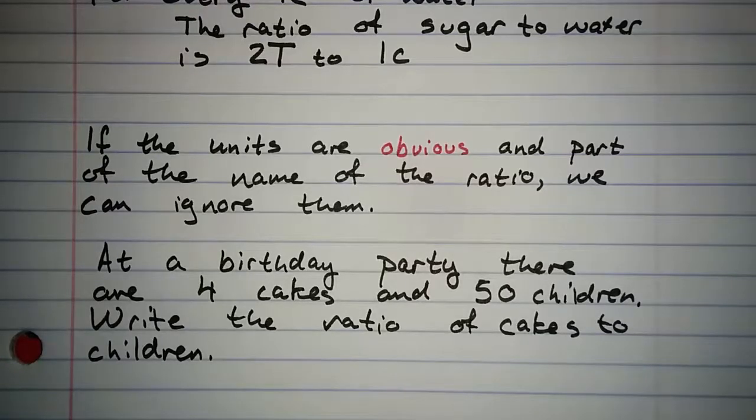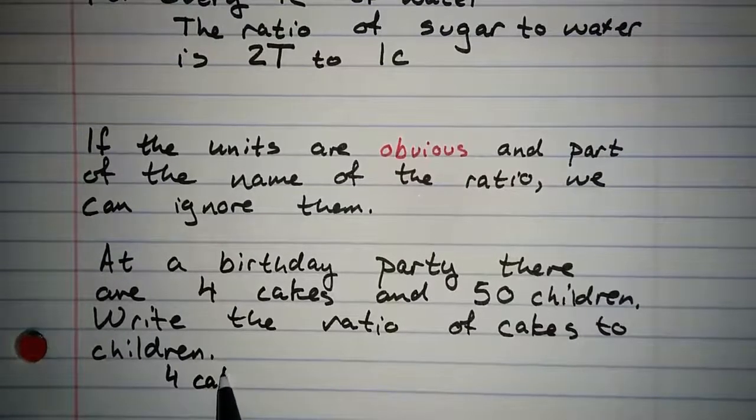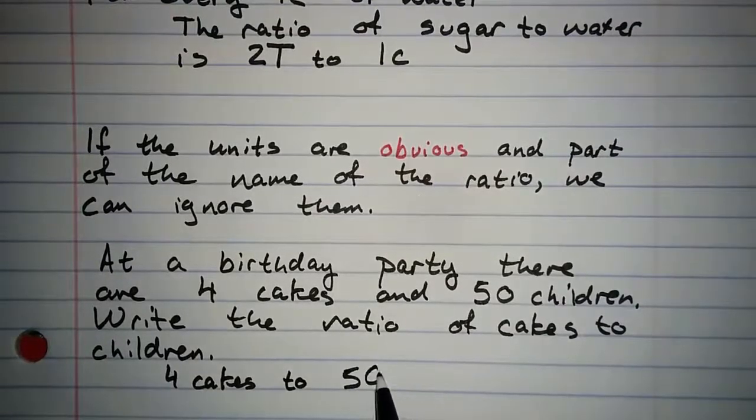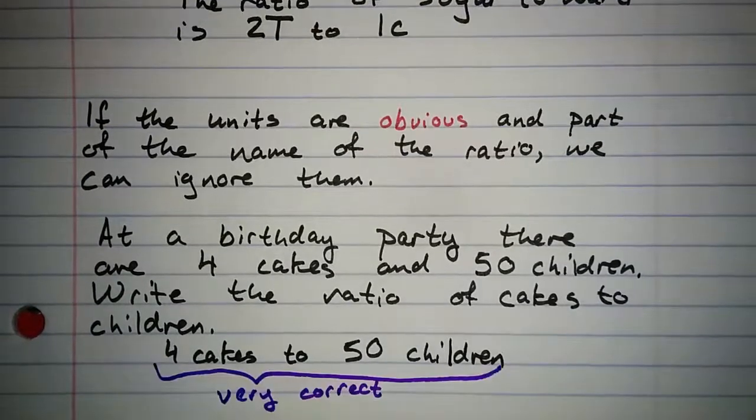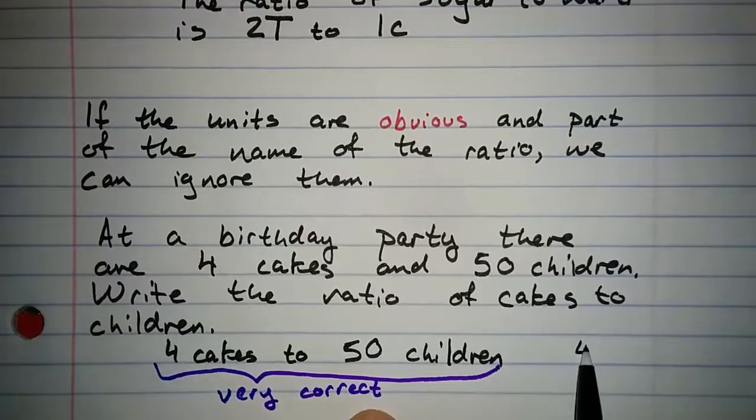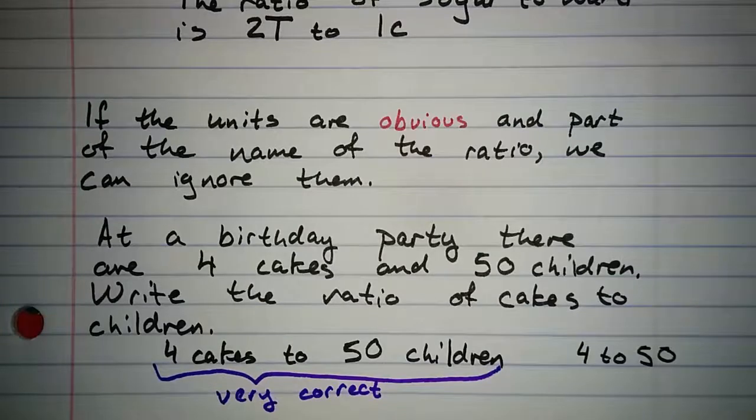Well, if I say the ratio of cakes to children is 4 cakes to 50 children, right, that's great. That's very correct. But really, could you imagine measuring the cakes in anything other than cakes? Could you imagine measuring the children in anything other than children? So if I just told you that the ratio of cakes to children was 4 to 50, that would also be okay.